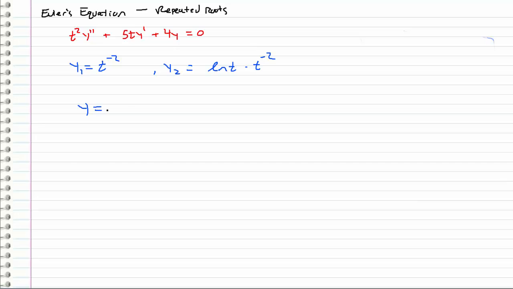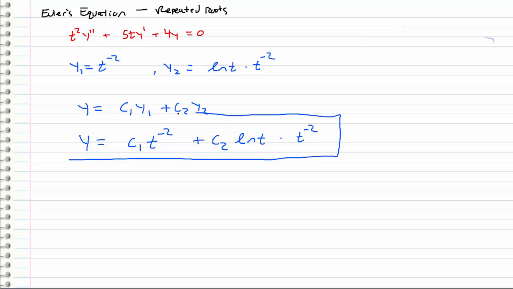Our final solution we just express as a linear combination of our two solutions, and again, this is why I didn't bother keeping up with those constants of integration before. So our final answer is c1 times t to the -2 plus c2 times the natural log of t times t to the -2. This is our answer.